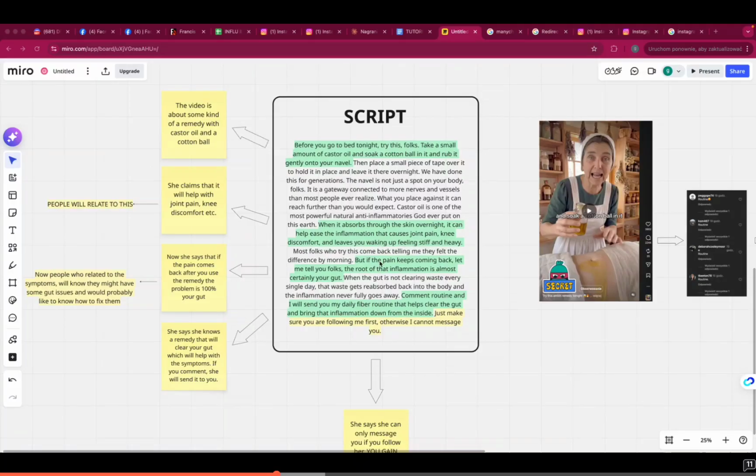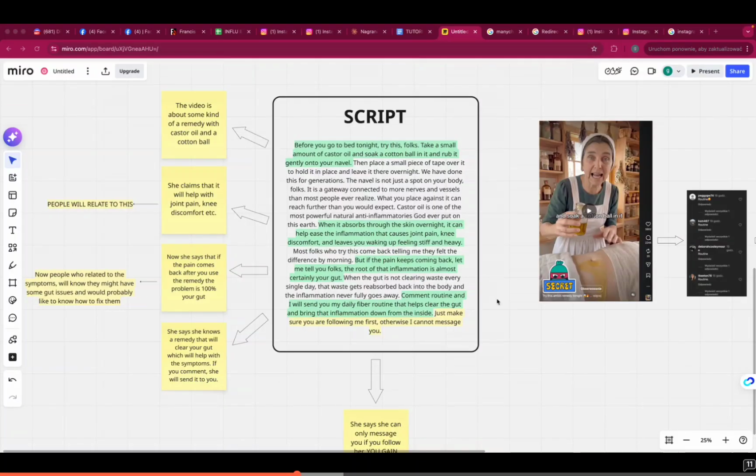All right. Next: "But if the pain keeps coming back, let me tell you, folks, the root of that inflammation is almost certainly your gut." All right. So now the avatar says that if the pain comes back after you use the remedy, the problem is 100% your gut. So people related to the symptom will know that they might have some gut issues, and there is a chance that they would like to know how to fix the issues.